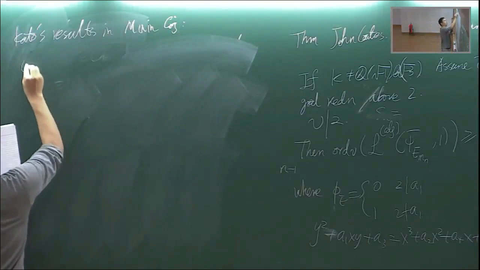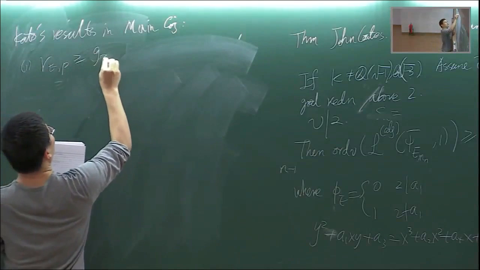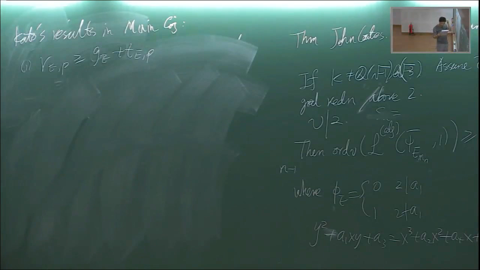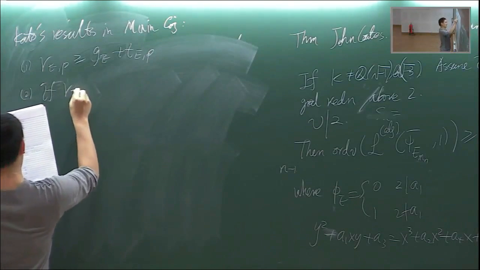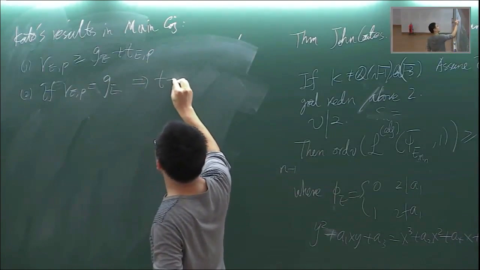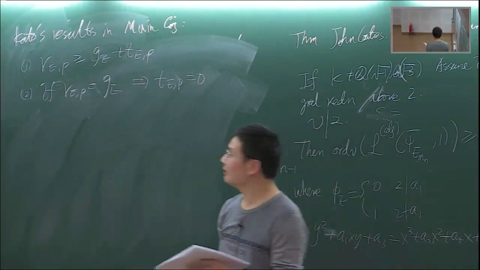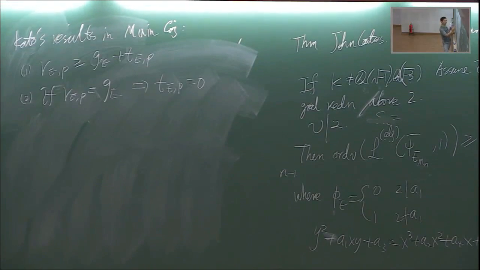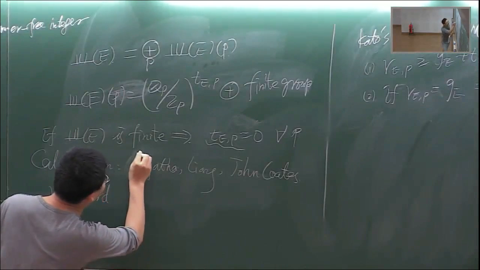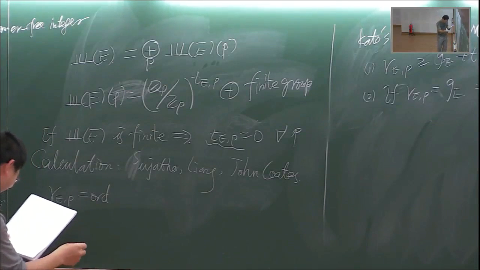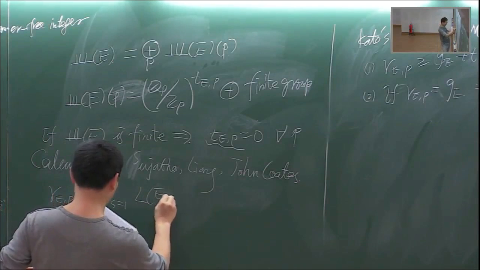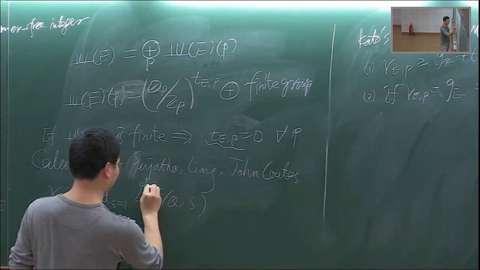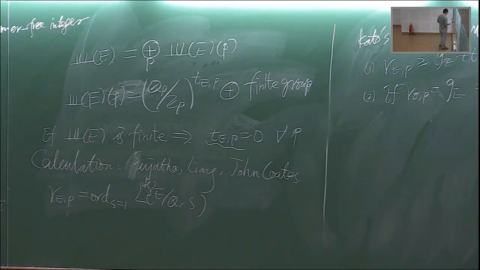The main conjecture gives that if r_E(p) is greater or equal to g_E plus t_E(p), this holds. And if r_E(p) is equal to g_E, then of course we have t_E(p) must equal to 0. And oh, sorry, I didn't explain r_E(p). Sorry. I'm sorry. It is the order of s equal to 1 of L_E over Q, maybe algebraic. Is this one? But from this formula, this r_E(p) we can calculate. This is the one we can calculate.